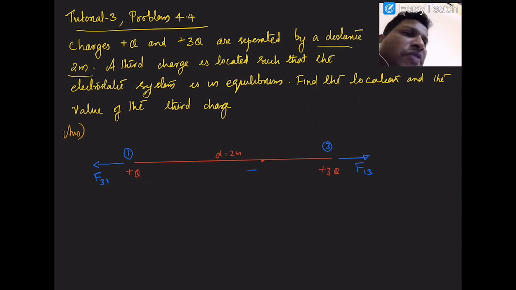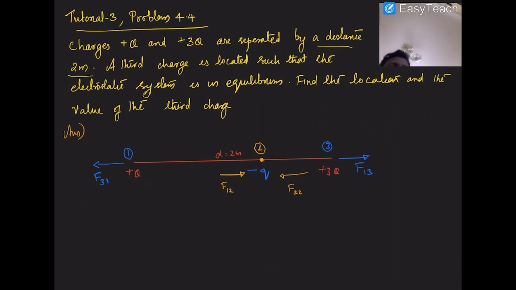Now I put the negative charge, as I told you. In such a scenario, this charge will attract plus q and also attract plus 3q. Let us say this charge is at position 2, so this is the force from 1 to 2 and the force from 3 to 2. If both are equal, then the system will go to equilibrium. You can also see that this force F12 is the same here also. So if this force F12 and the force F31 are the same, the system will be in equilibrium.